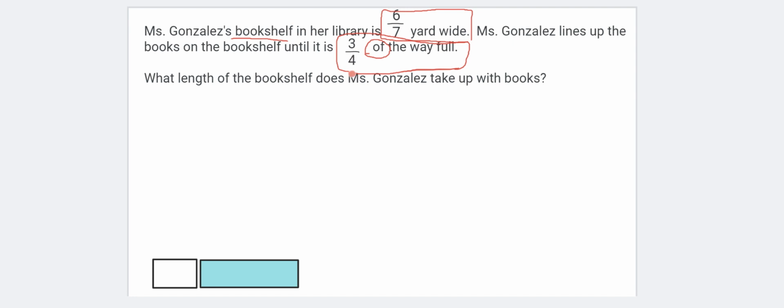What over 4 would make it a whole? That's right. 4 out of 4 would mean that the whole bookshelf would be full. But it says here it's 3/4 of that. So I know that that's not a whole. So that means she doesn't fill up the whole bookshelf.